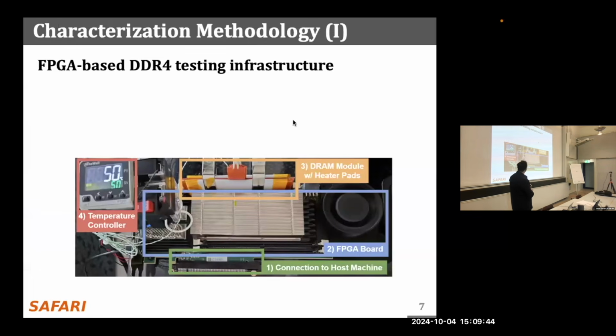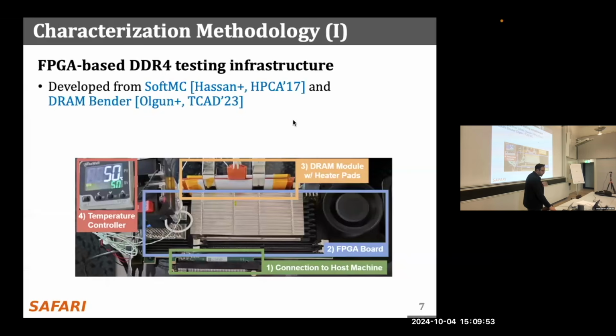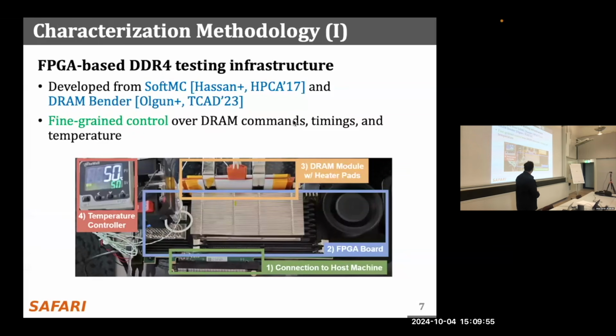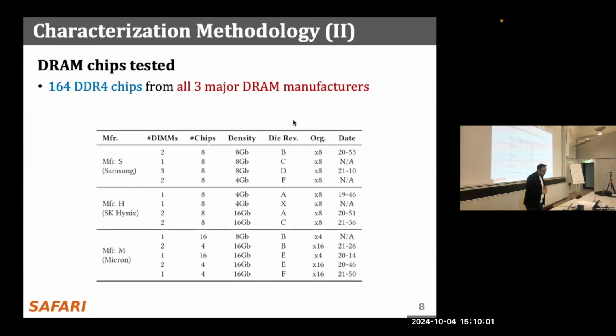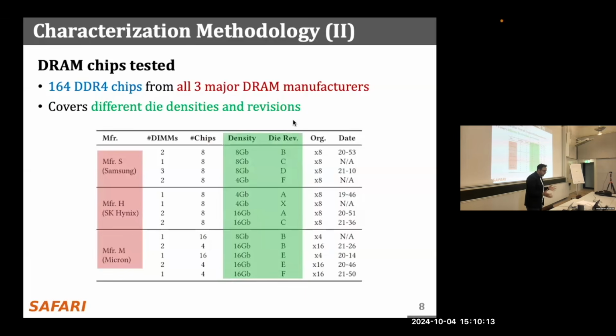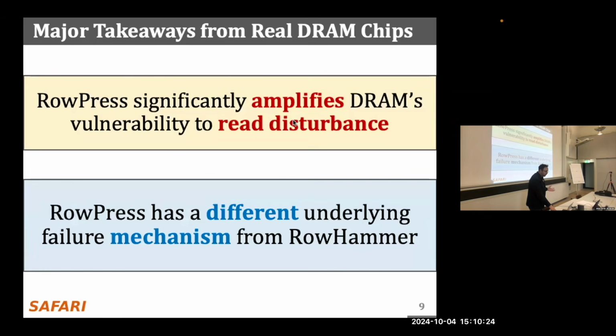Let's talk about the characterization work a little bit. We use this FPGA-based infrastructure. Again, it's the same infrastructure called DRAM Bender. We have the same temperature control, and we have fine-grained control over DRAM commands, timings, etc. In this work, we test 164 DDR4 DRAM chips from all three major manufacturers. Here, the names are already disclosed. As you can see, it covers multiple manufacturers and different die densities and revisions. So whatever we explore in the following results is something common across all these modules, unless otherwise specified.